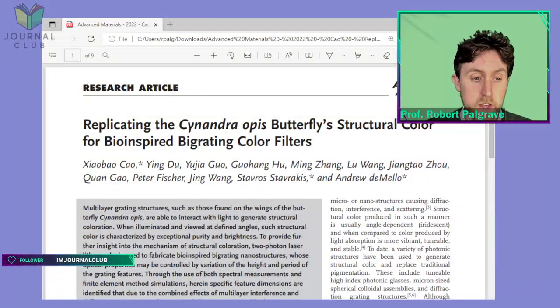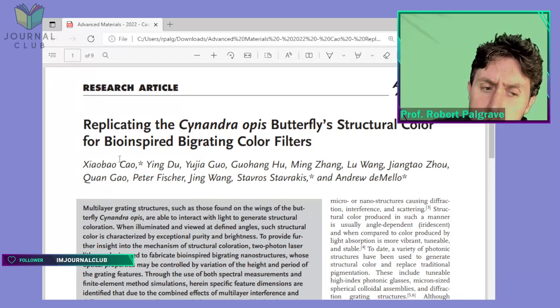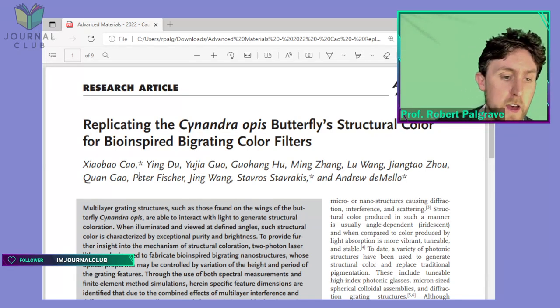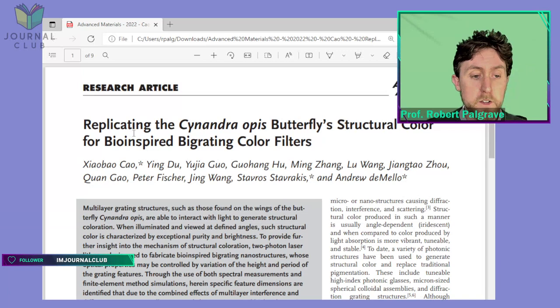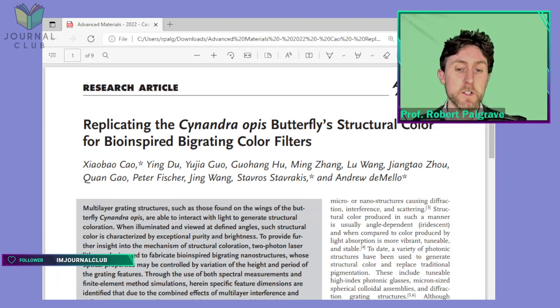You can see the authors here. Xiaobao Cao, I think, maybe that's how you say it, et al. It's the first author there. I think Andrew DeMello is one of the senior authors. So this paper, as you can see from the title, is about structural colour, and specifically a butterfly structural colour.